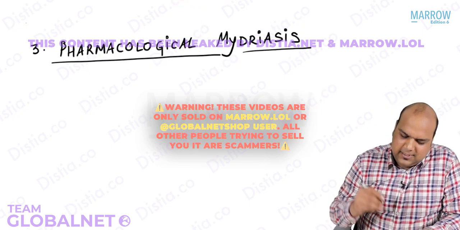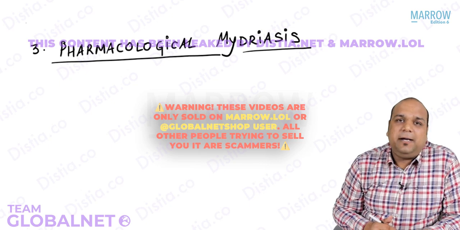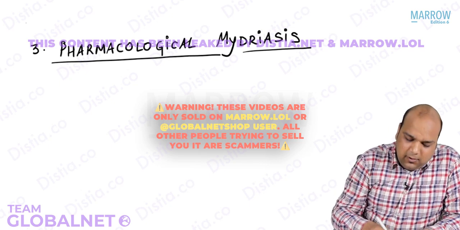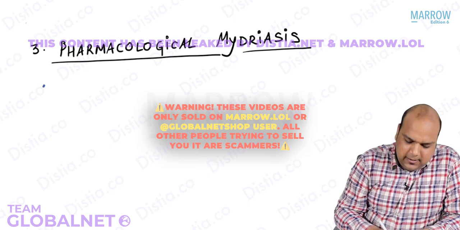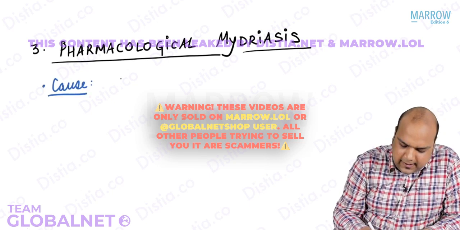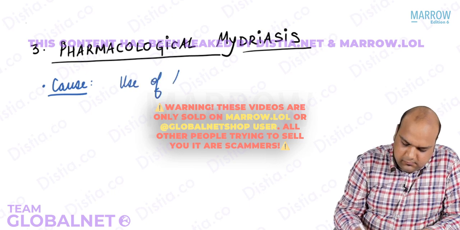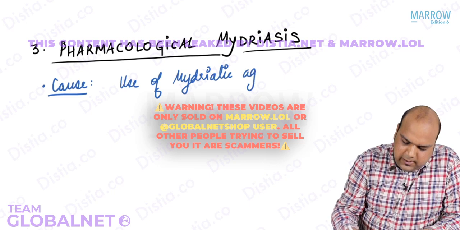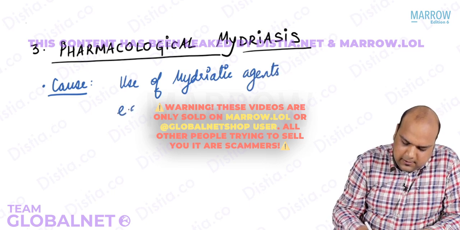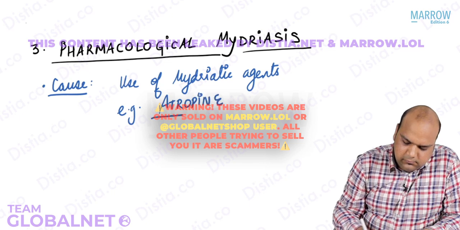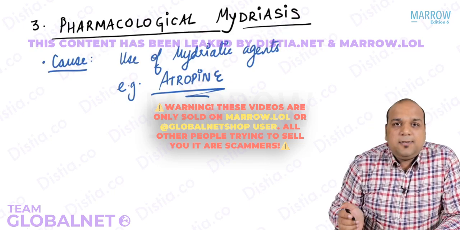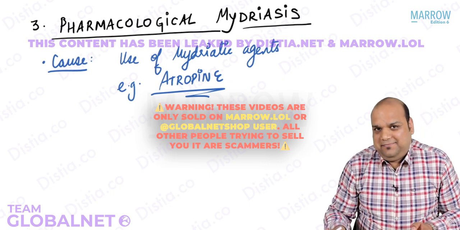Now we move on to the next condition, that is pharmacological mydriasis. Now, from the name it is clear that the cause is use of mydriatic agents. Use of mydriatic agents, example, atropine. Okay, so atropine is a mydriatic agent.